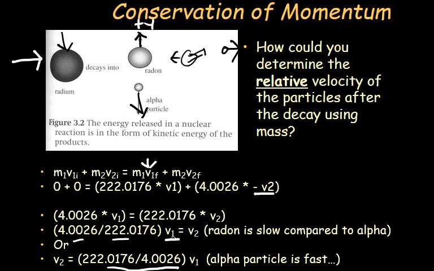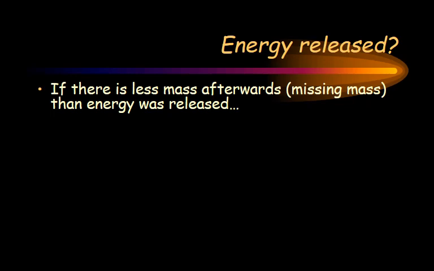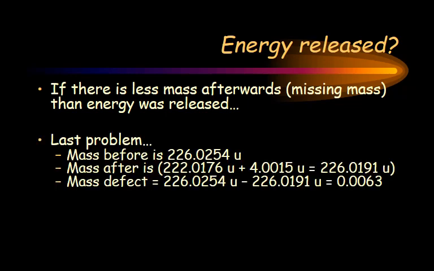And so this gives us the relative amount, right? This is a fraction of what it would be, and then the velocity of the alpha particle is going to be much, much greater. And then again, that's because of mass. So if there's less mass afterwards, if there's missing mass, then energy was released. And so, if we take a look at this one here, the mass before was 226.0254, and then the mass after was 226.0191. And so we have a mass defect of 0.0063, and there's energy released there.